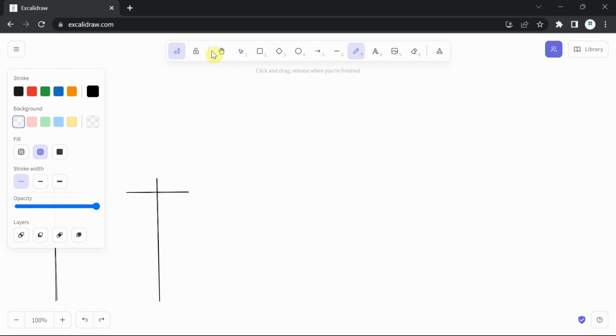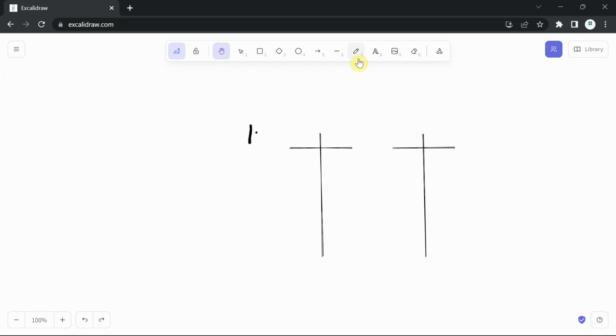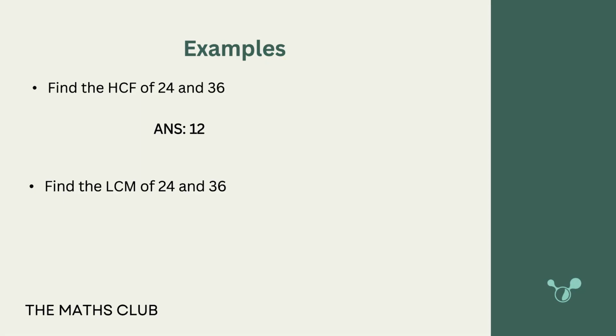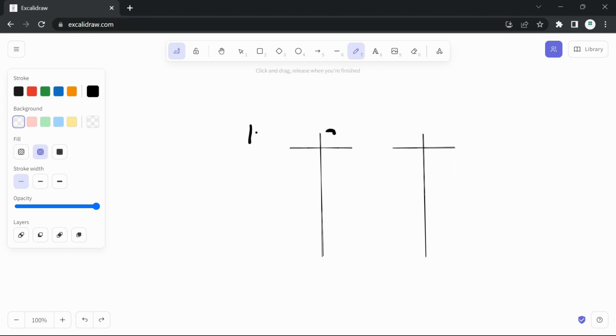So in this particular method, we use the prime factorization. We want to find the prime factorization. I know we've not reached prime numbers, but take it like that. So here we have 24 and we have 36. I'll divide by 2: 24 by 2 is 12, 12 by 2 is 6, 6 by 2 is 3, 3 by 3 is 1.